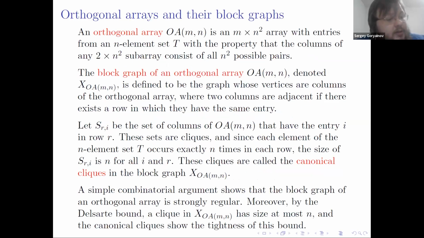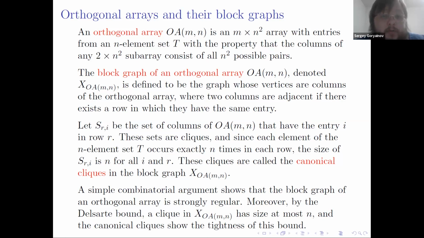And let us start our discussion of two particular families of graphs. The first one is the block graphs of orthogonal arrays, and let us recall the basic definitions. An orthogonal array OA(m,n) is an m times n squared array with entries from an n-element set T, with the property that the columns of any 2 times n squared subarray consist of all n squared possible pairs.